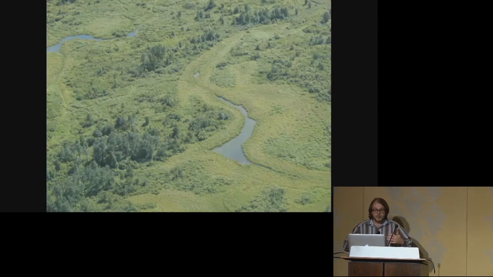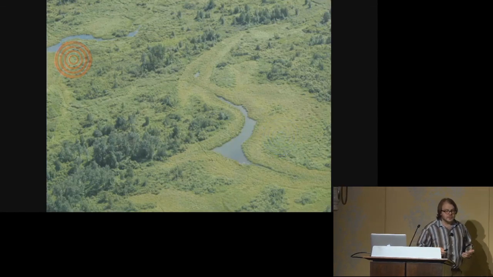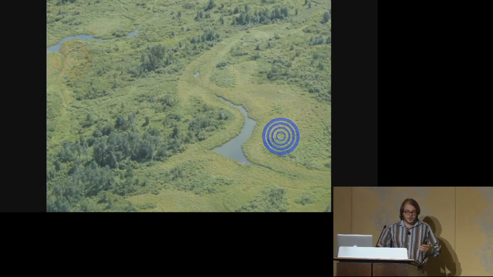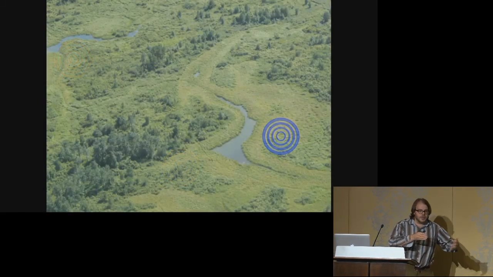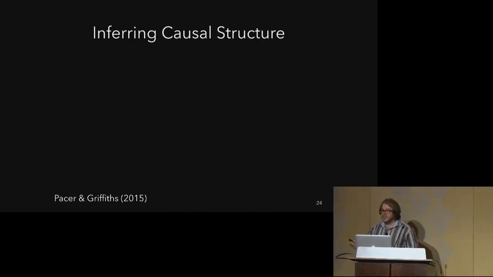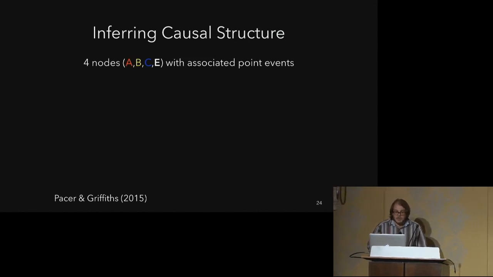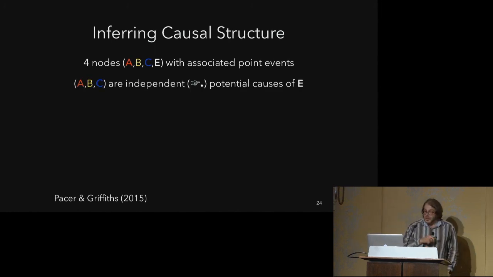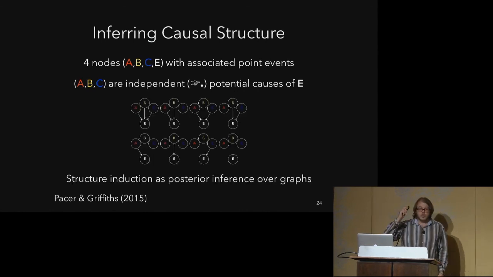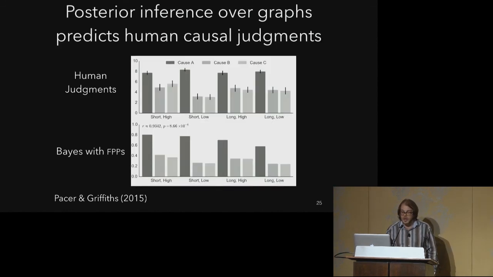What people are asked to do is to judge the extent to which each of these events is the cause of the underlying earthquakes. Each person got a unique video, which was generated from one of 4 data generating conditions. So we're going to treat this as a structure induction problem. In our model, there are 4 nodes, A, B, C, and E, with the associated point events. We'll assume that A, B, and C are sets of point interventions, as I discussed, and that each is a potential cause of the earthquake, meaning that they are independent of one another. This gives us a set of potential graphs with a uniform prior over those, a bunch of hyperparameters, and exponential edge kernels. This gives us a likelihood, and we can infer a posterior distribution for each video.